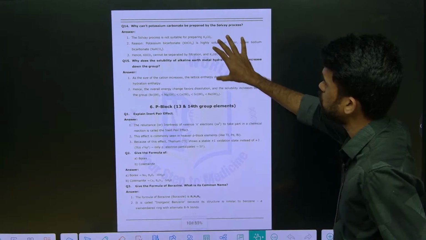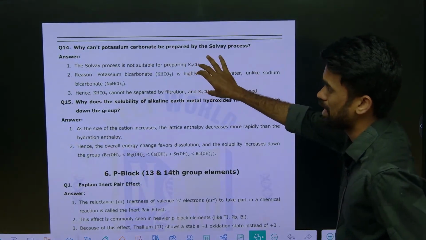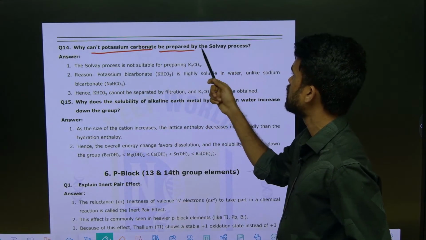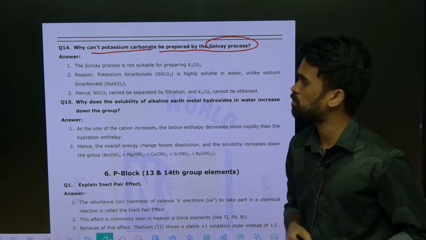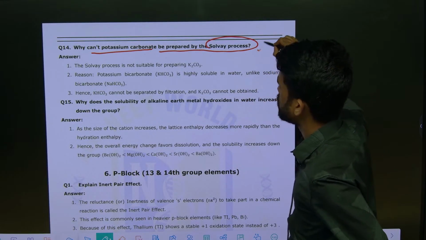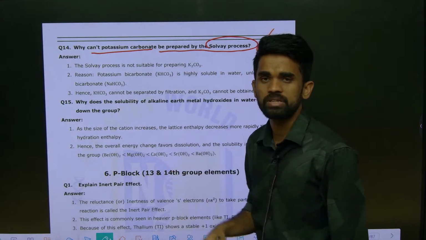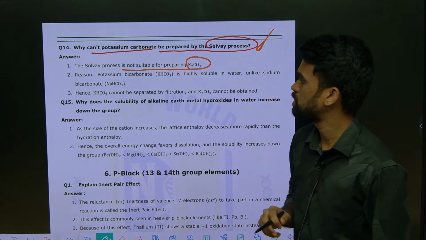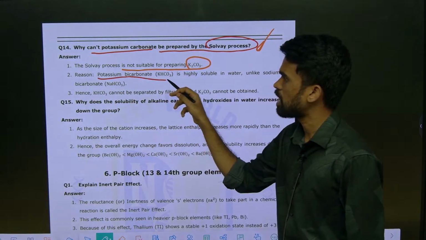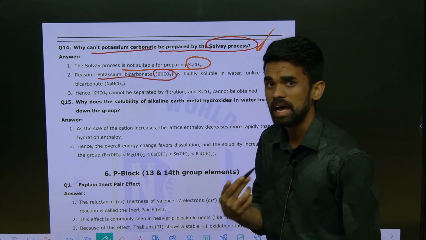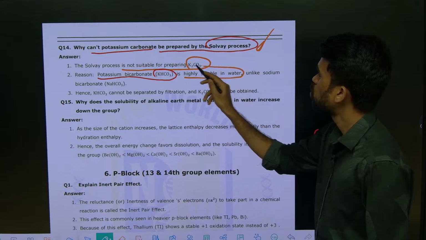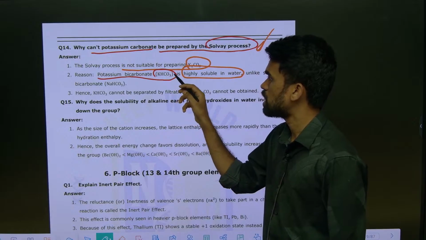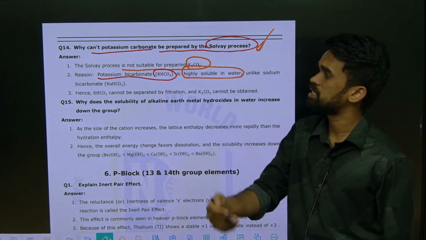These are the last two questions we have from s-block elements. Why can't potassium carbonate be prepared by the Solvay process? The Solvay process is used for the preparation of NaHCO3. The Solvay process is not suitable for preparing K2CO3. The reason: potassium bicarbonate is highly soluble in water when compared with sodium bicarbonate.